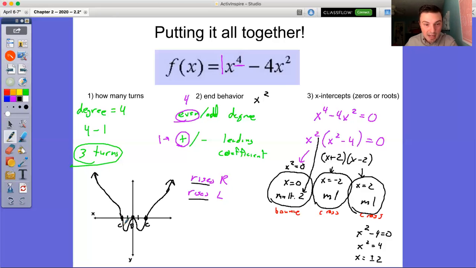So notice I had to turn it back around to get back to here. That's how I knew this turned back around. And then it had to bounce. I had to turn back around again. Then my next one was at 2, so I had to turn back around and go back up, and then I'm done. And notice, does it have 3 turns? 1, 2, 3. It sure does.